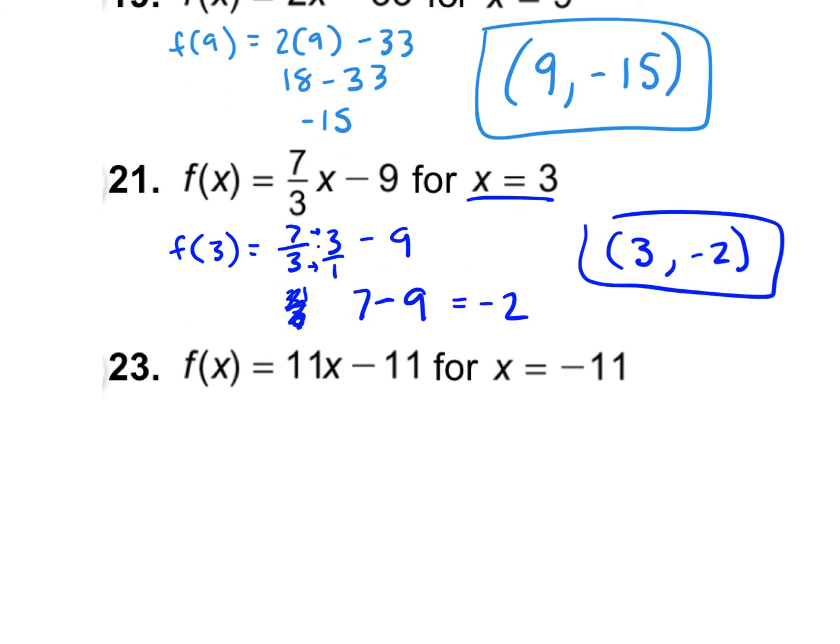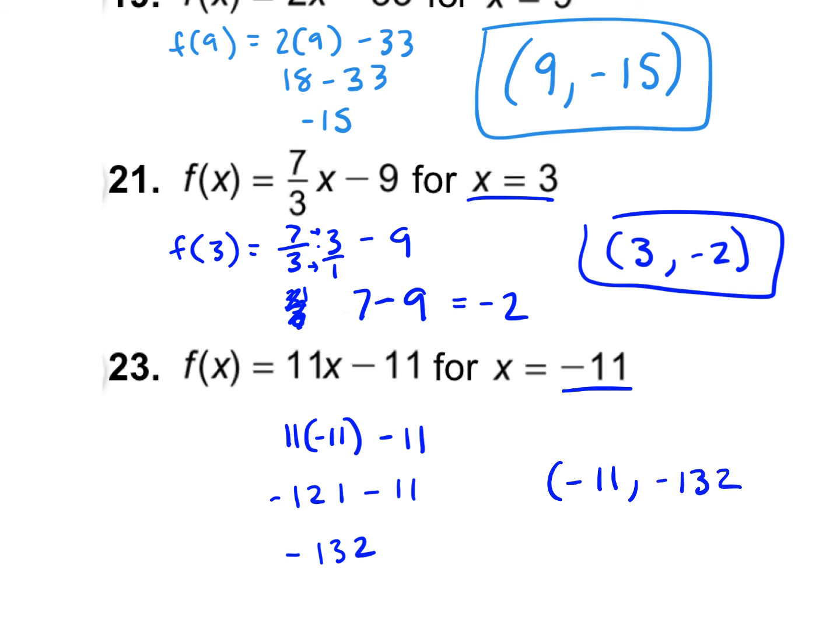And then last one like this, 23, I'm plugging in negative 11, so 11 times negative 11 minus 11. 11 times negative 11 would be negative 121, minus 11 would be negative 132. So I plugged in negative 11, my output is negative 132, so that's my y.